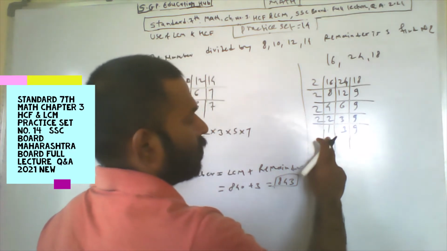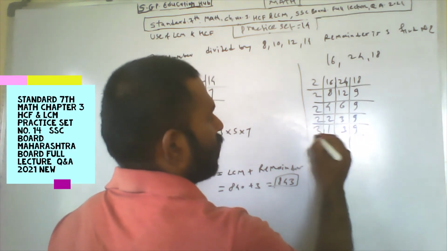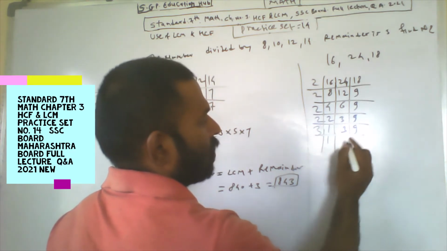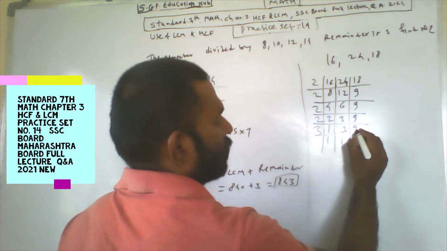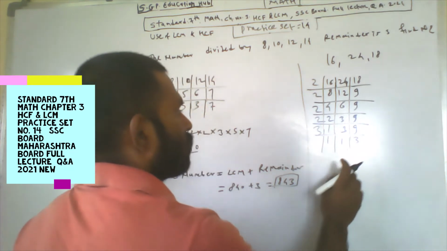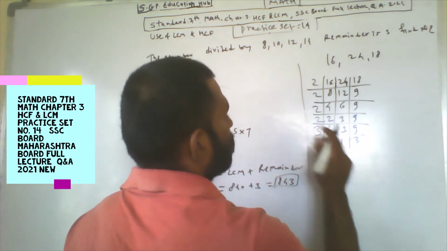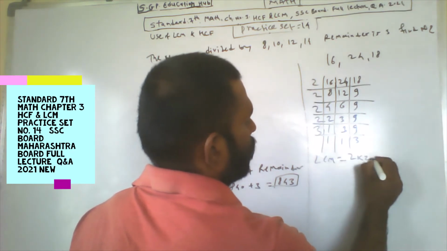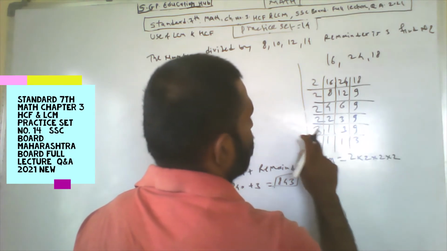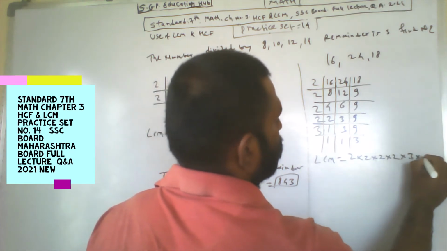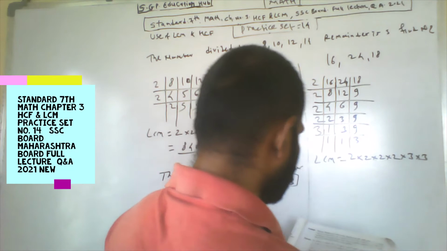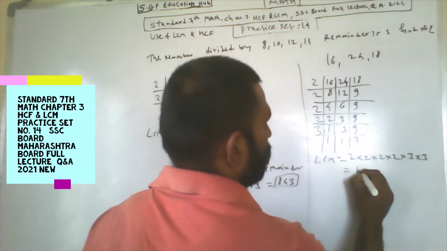Here the remainder is 1. Now 3 1 remains here, 1. 3 1s are 3, 3 3s are 9. So the LCM is 2 into 2 into 2 into 2, 4 times 2, and 3 into 3, 2 times 3. The LCM is 144.